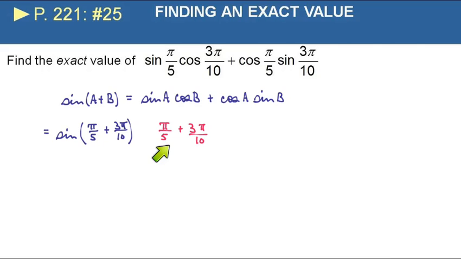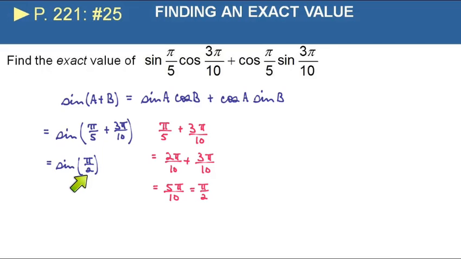Now, to add these together, instead of going to degrees, let's just bite the bullet and do the addition here. 1/5 pi plus 3/10 pi is going to be the same as 2/10 pi plus 3/10 pi. That's just using common denominators, and that will give us 5/10 pi, which reduces to 1/2 pi, and we know 1/2 pi is equal to 90 degrees. And the sine of pi over 2 is equal to 1, because we know that the sine of 90 degrees is equal to 1.